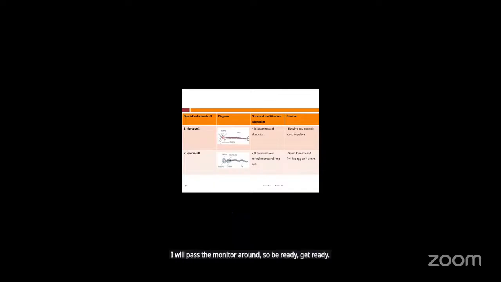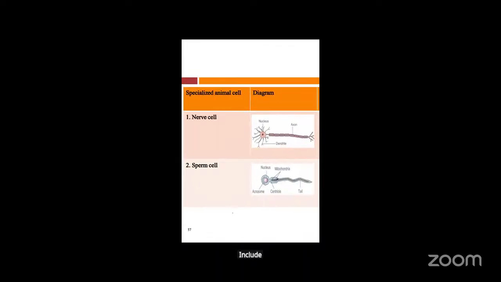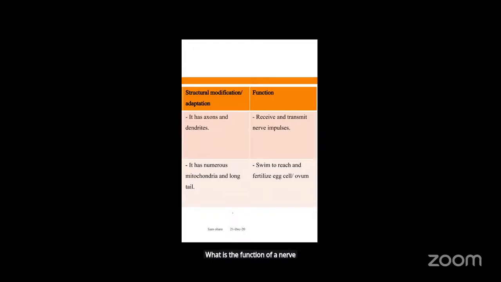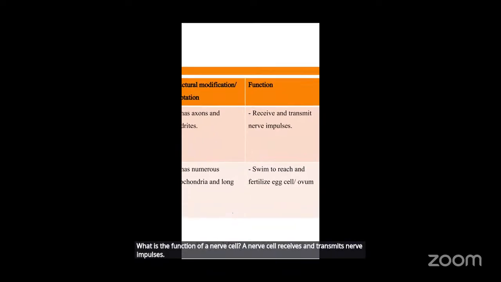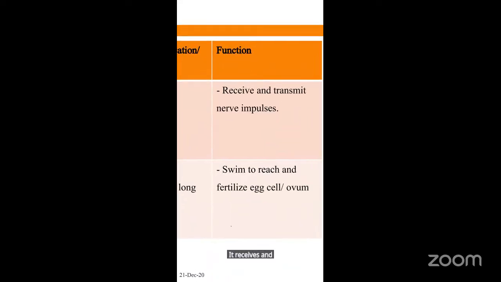Haya, so we continue. So now that we have learned about specialized cells in plants, we can talk about specialized cells in animals. Now, specialized cells in animals include, number one, a nerve cell. What is the function of a nerve cell? A nerve cell receives and transmits nerve impulses.